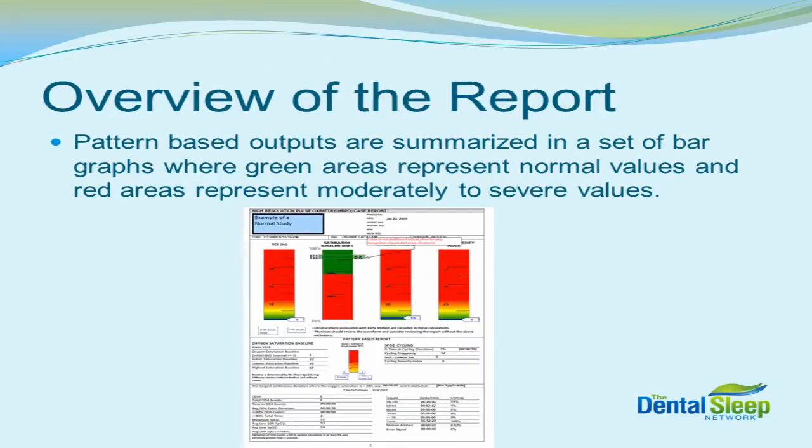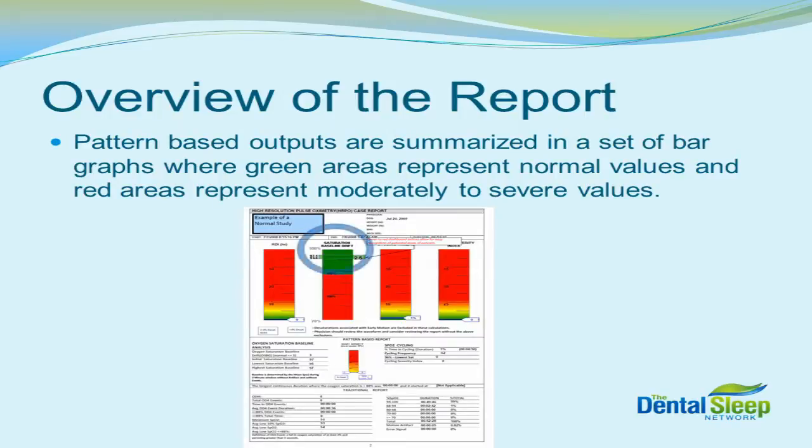Pattern-based outputs are summarized in a set of bar graphs on this report. In all of the graphs, green represents normal values, and red areas represent moderate to severe values. So when looking at any of these graphs, it's important to note that if any of the results are shown in the orange to red areas, that means the patient is at high risk, or there are other health issues. So green is good, red is bad.